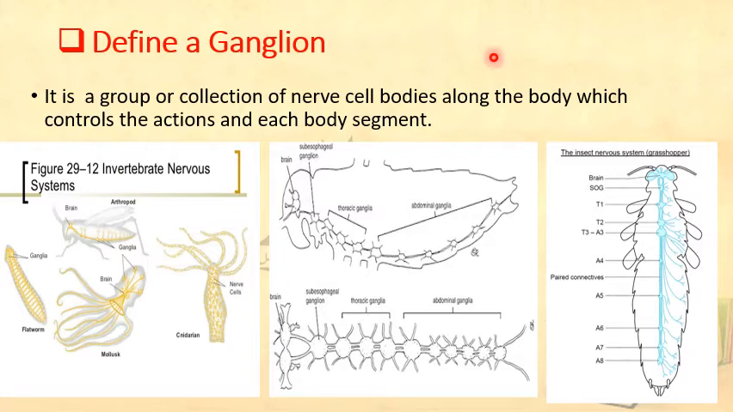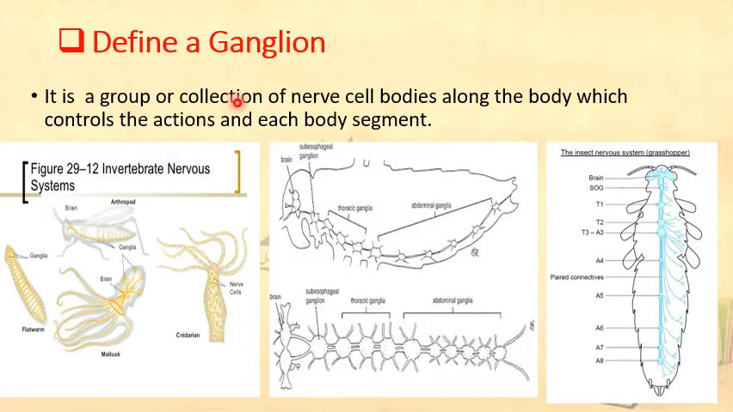Today, we are going to talk about the nervous system of the invertebrates. What do you mean by invertebrates? The ones that do not have a spinal cord, right? So, invertebrates are the ones that do not have a spinal cord. What does their nervous system consist of? First of all, we are going to define a ganglion. What do we mean by ganglion?